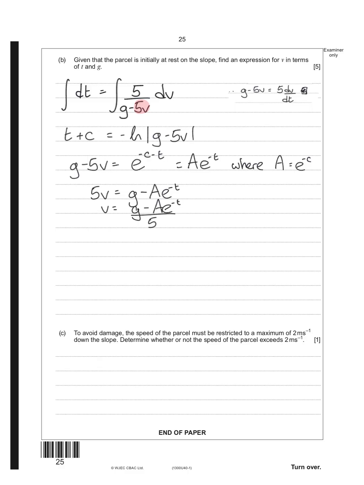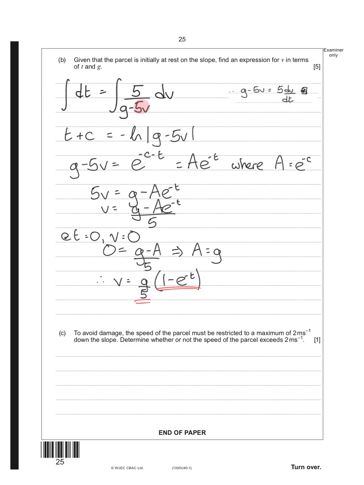And if I remember rightly from before, I know that when t equals 0, v equals 0. So 0 equals g minus a over 5. So a is equal to g. Therefore, v equals, and I'm going to write this a bit more nicely now, g over 5, 1 minus e to the minus t. That's a lovely solution.